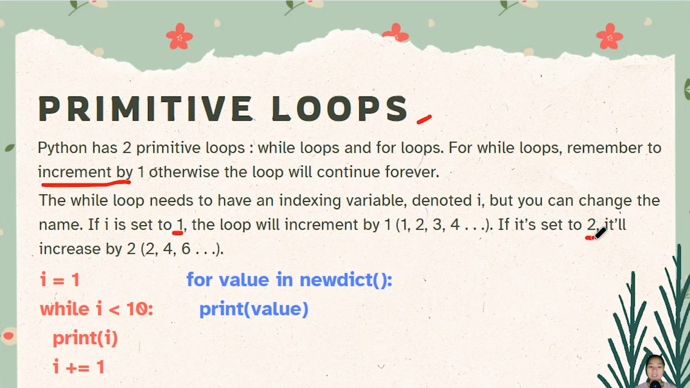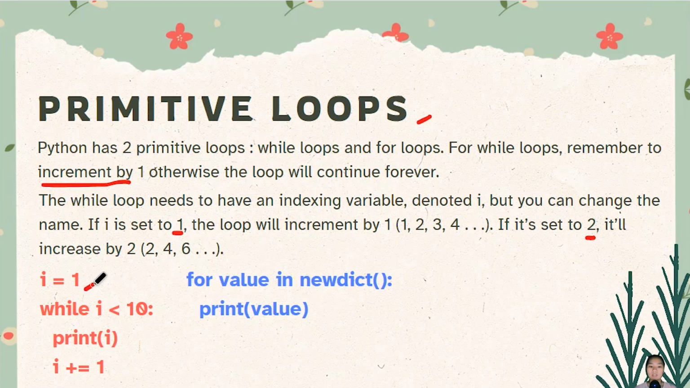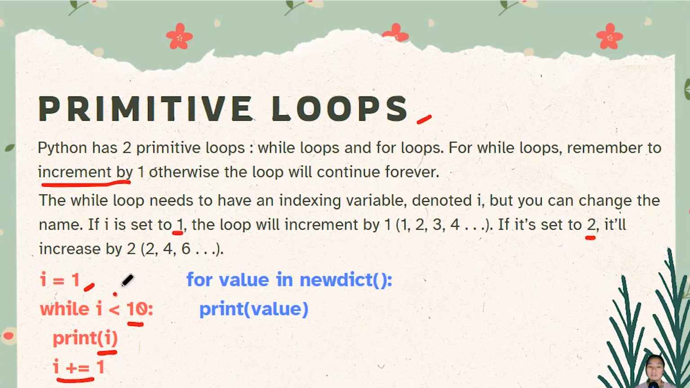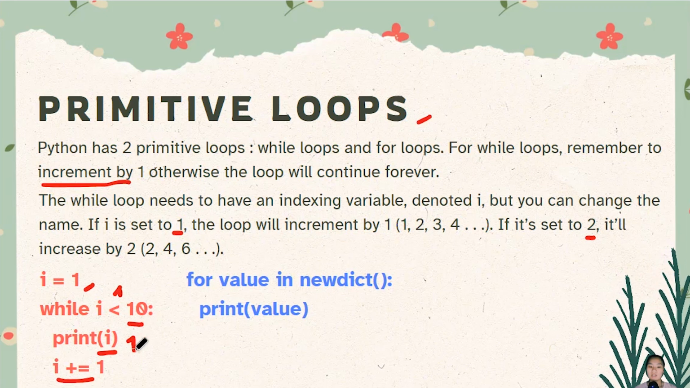So I have an example here of while loops. i equals 1, while i is less than 10. So 1, 2, 3, 4, 5, 6, 7, 8, 9. Less than 10. Print i and increment by 1. So i starts at 1, right? Now it's at 1. It is less than 10. The condition is true. Print 1 and then increment by 1.